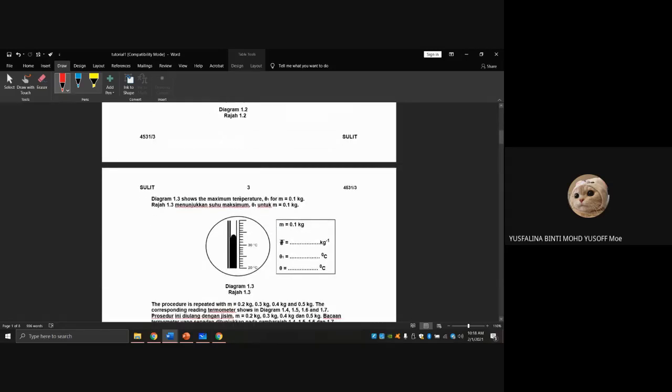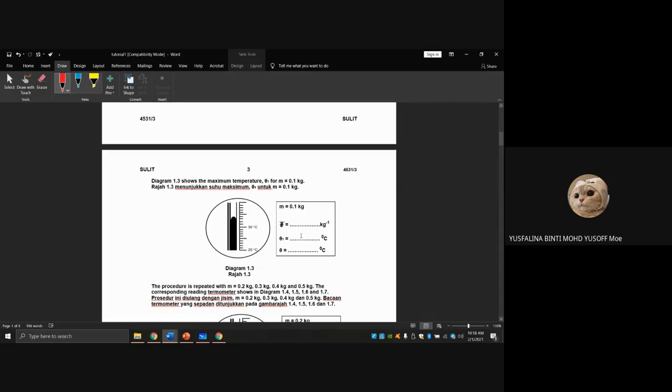Then after that we heat the water and give you the reading. You have to read the thermometer here. For this one is theta 1. Theta 1 is 34. So you put here 34. Diagram 1.3 shows the maximum temperature theta 1 for m is 0.1 kg. So you read the thermometer here and you put it as the theta 1 reading here, 34.